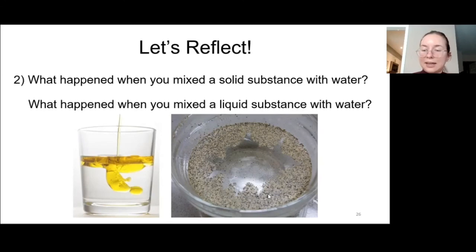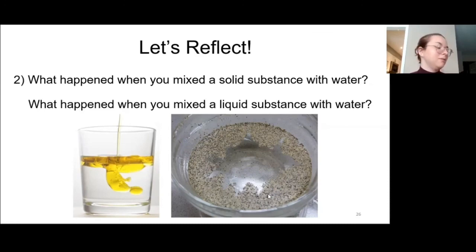So in our case, the liquids mixed with water either gave a heterogeneous or a homogeneous mixture. So mixing oil with water gave a heterogeneous mixture, right? And then mixing water with milk or water with juice gave a homogeneous mixture.